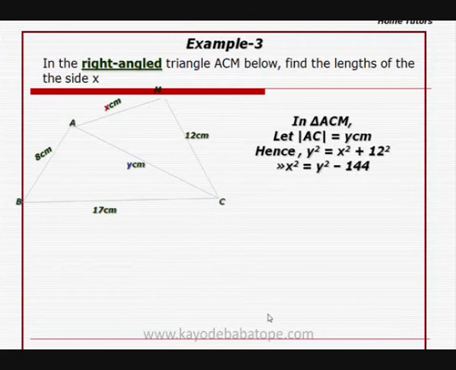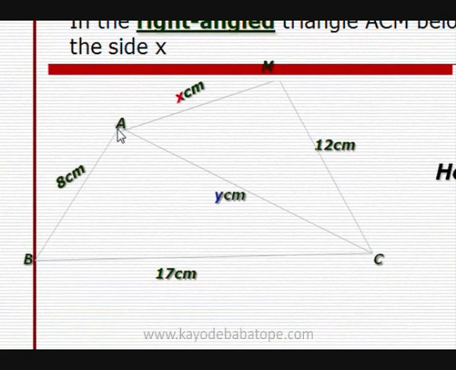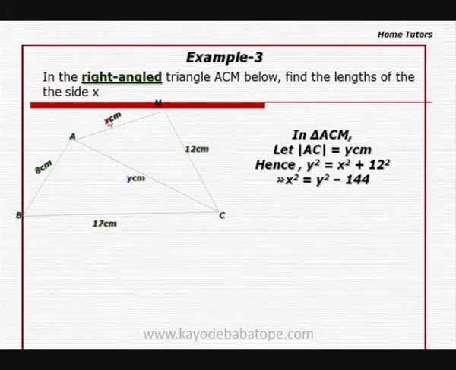Example 3. In the right-angled triangle ACM, find the length of the side x. This ACM is a right-angled triangle. This is angle 90. So we are told to find the value of x. Now, from the right-angled triangle ACM, let AC equal y centimeters, that is the hypotenuse.